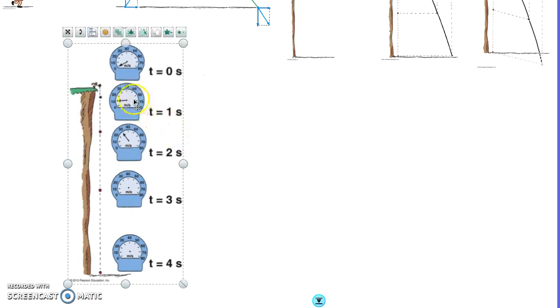Now, a couple things to think about. We know that its acceleration rate is the same. Gravity is going to pull it at 9.8 meters per second squared, or basically 10 meters per second squared. So after 1 second, it would be going 10 meters per second. After 2 seconds, it would be going 20 meters per second, and 30 meters per second, and 40 meters per second. That means the speed is increasing all along the way.